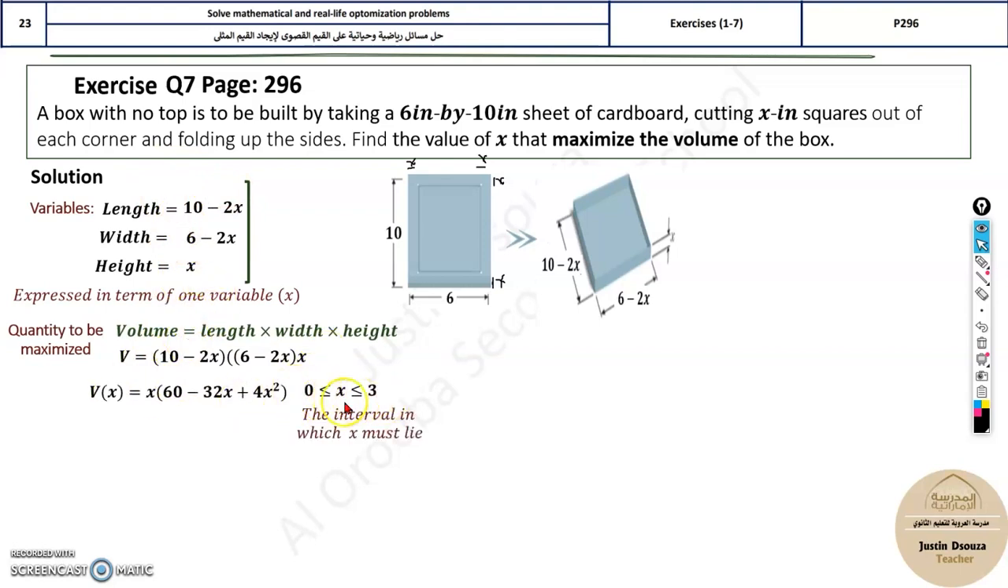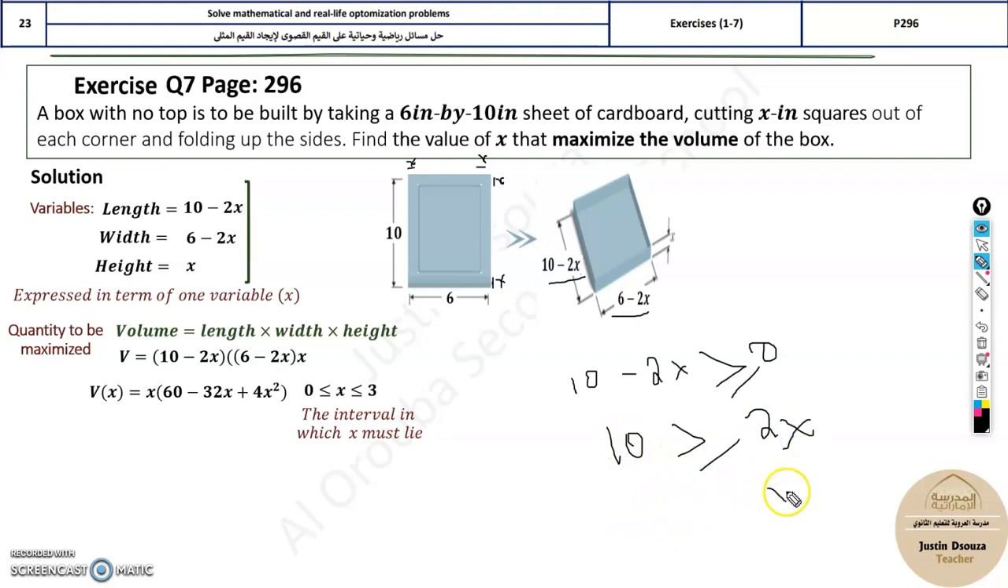And then over here, this is important: the domain. Obviously, volume can't be less than 0, so it will always be greater than 0. But what about the maximum value? Now, there are two dimensions over here, isn't it? Let's find what is the maximum value x can have. So this must be greater than or equal to 0, because it can't be less than 0. Now, find the x value. Take this to the other side, it will be 10 greater than or equal to 2x. X must be less than or equal to 5. Okay, this means x is less than or equal to 5.